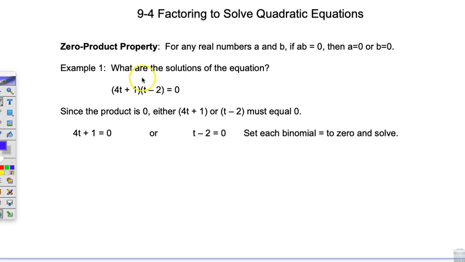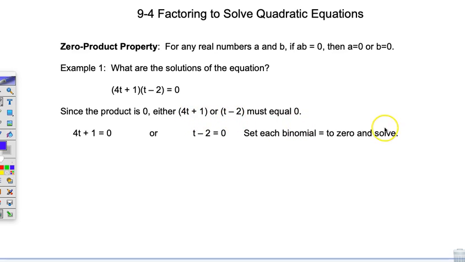Let's say that our problem has us finding the solution of this particular equation. We already have two binomials set up and it's set equal to zero. So that means that the product of these two, if we went ahead and FOILed them, must equal zero. Well, with that understanding, then one of these two must also be equal to zero.